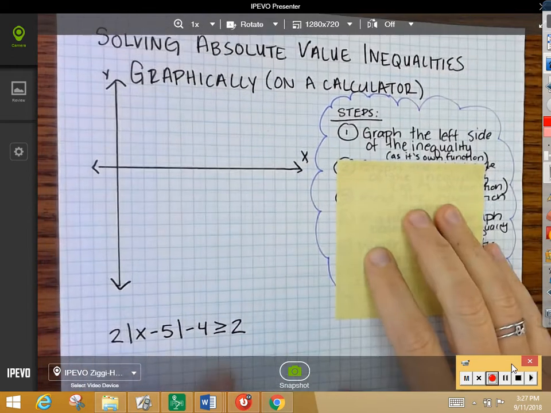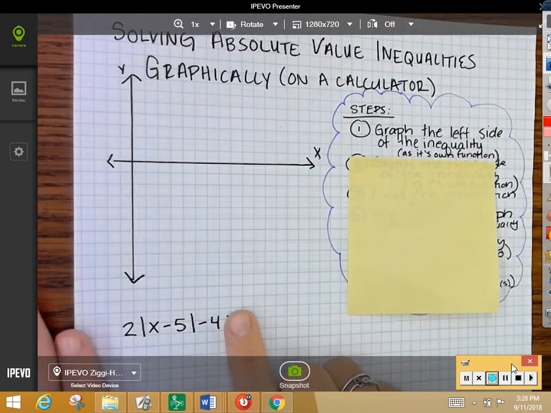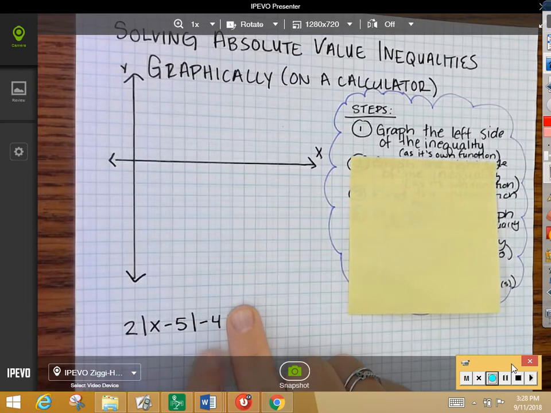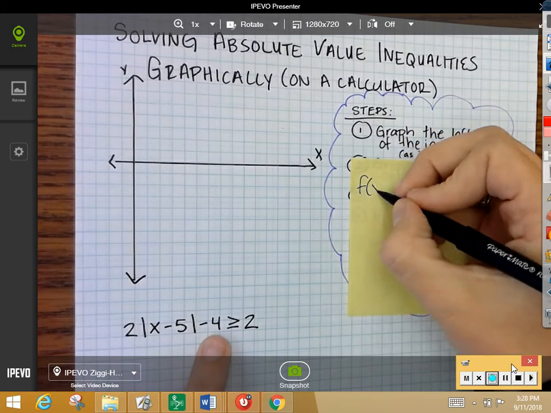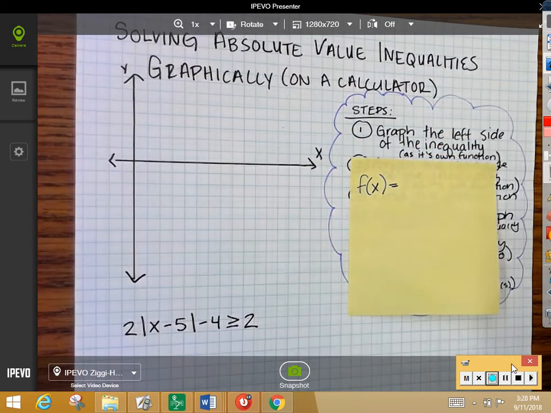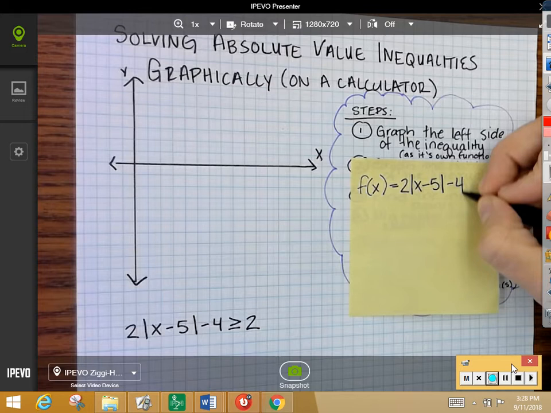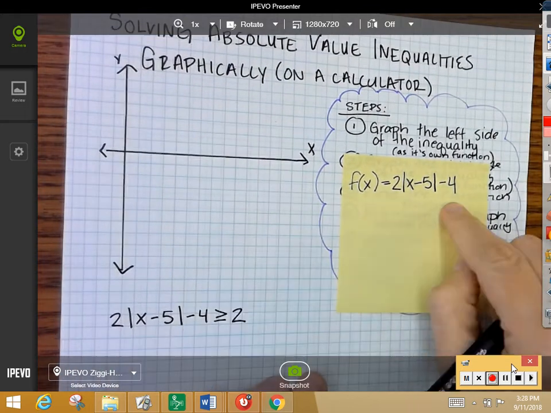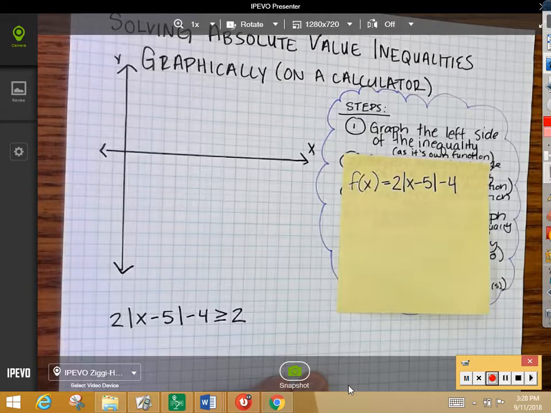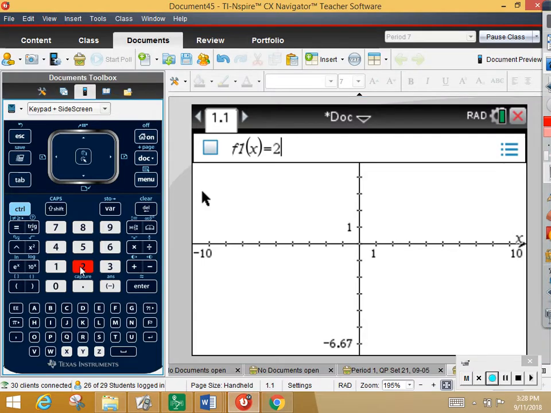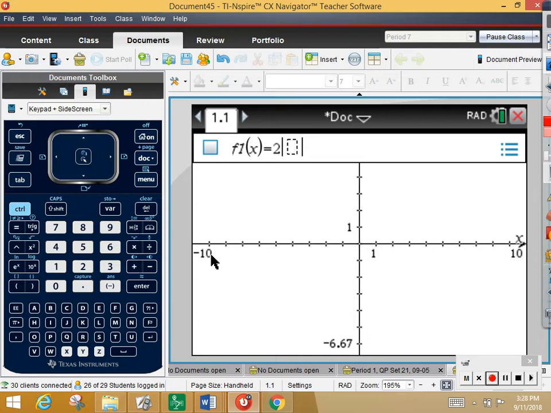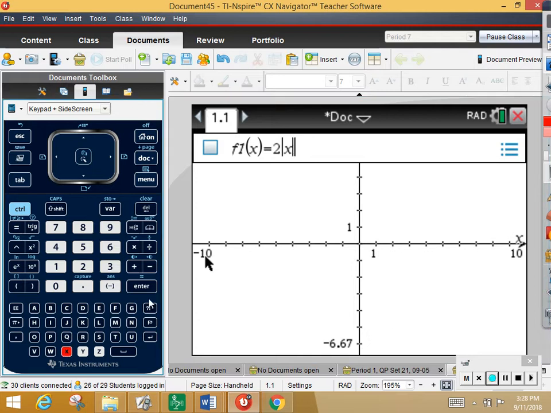So the first thing that we're going to do is graph the left side of the inequality. So that's from the 2 to this minus 4, and we're basically treating it as its own function. So basically rewriting it as f of x equals 2 times the absolute value of x minus 5, minus 4, and we're going to stop there. So what we're entering in on our calculator is exactly this. So let's go ahead and do that. So that is going to be 2 times the absolute value of x minus 5 and then minus 4.